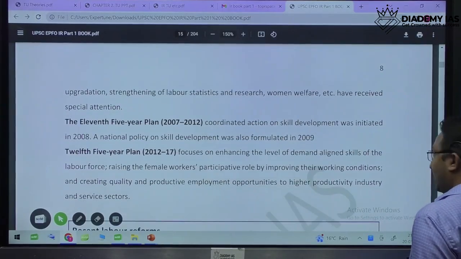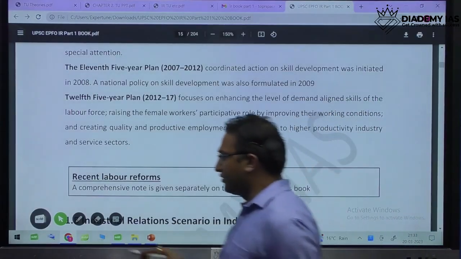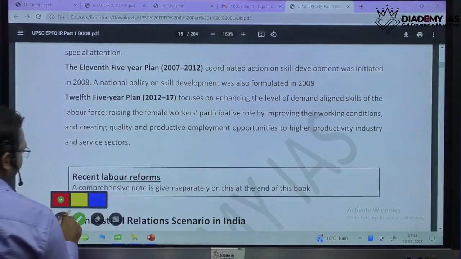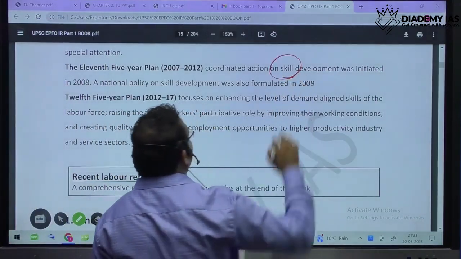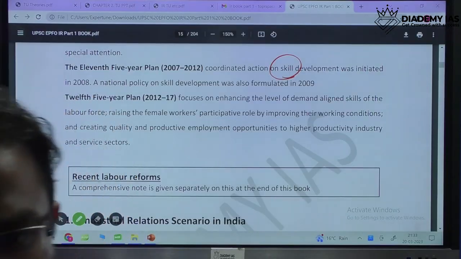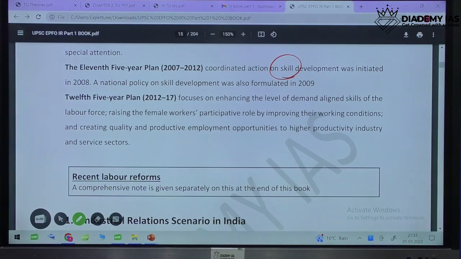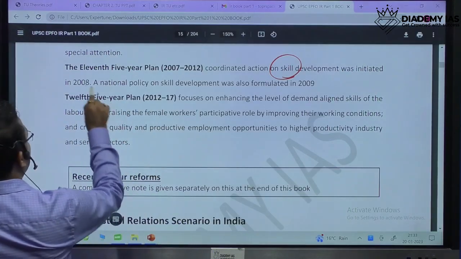Then we have the 11th 5-year plan. हमारे पास है, फिर आता है हमारा 11th 5-year plan. Okay, so in the 11th 5-year plan we have again focus on the skill development. 11th 5-year plan का जो सबसे important focus था वो था आपका skill development. In the 11th 5-year plan, the most important focus was on the skill development. And then came the 12th 5-year plan.